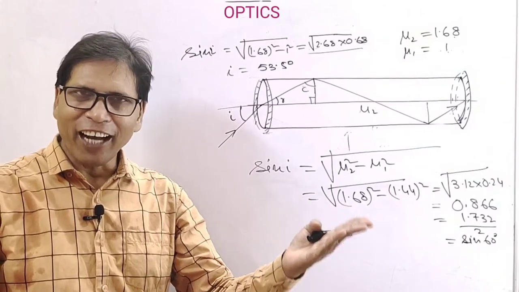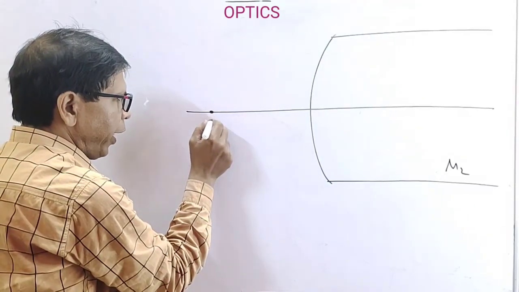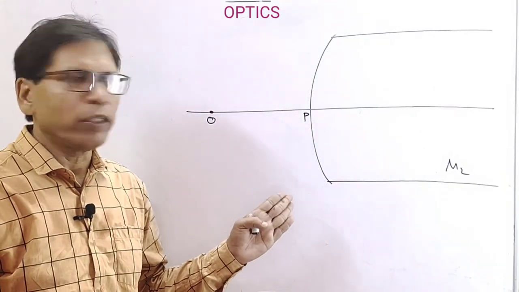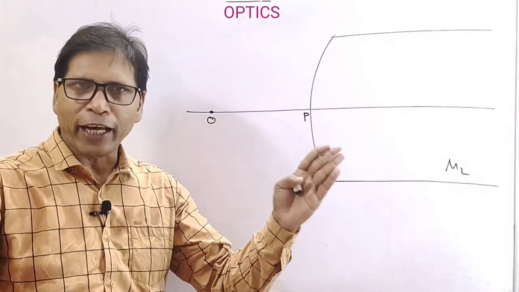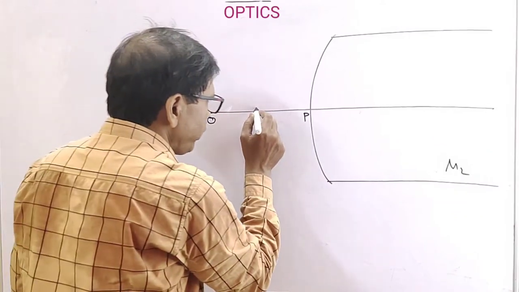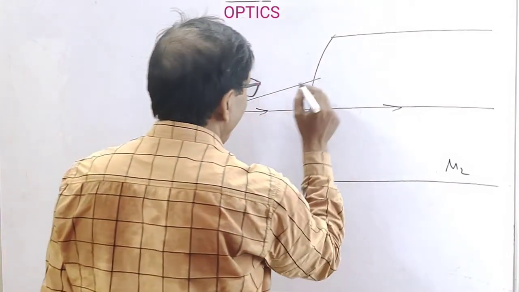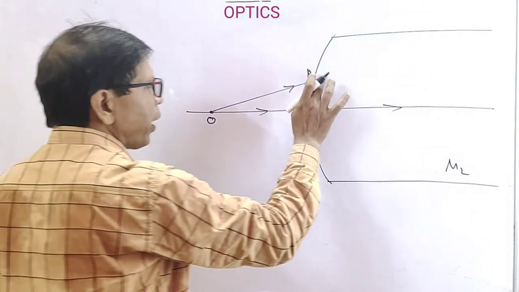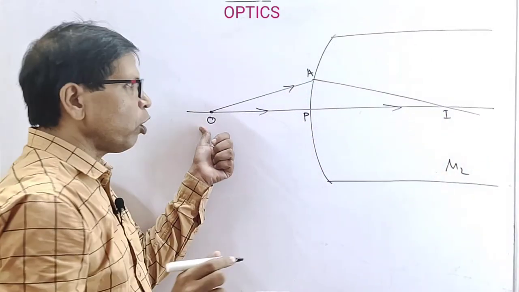Okay. Understood? Now next, refraction at a curved surface. So look at this. An object is placed at O in front of the pole of the spherical surface. Now, a ray is incident normally on this surface. Another ray is incident obliquely, this is OA, on the surface. After refraction, they meet at the point I. So I is the image of O.